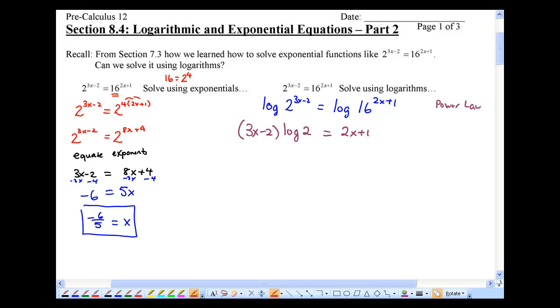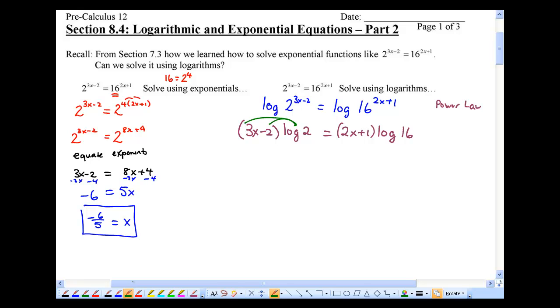Going to bring that down, and that whole thing is multiplied by log of 16. Okay? And so now, to solve this, remember log 2 and log 16 are just numbers. So now I've got numbers times the expression 3x minus 2.